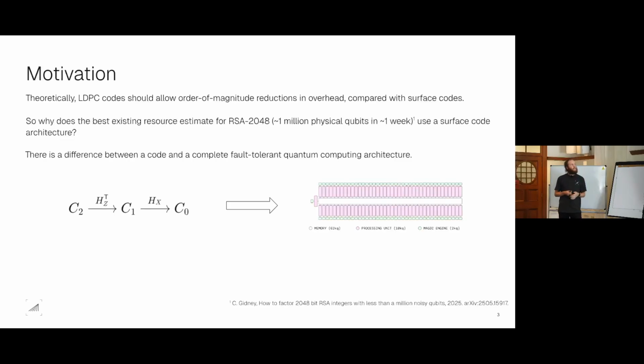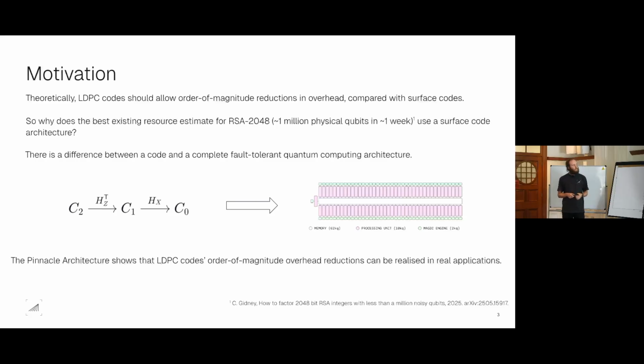And I think the short reason is there's a big difference between what's involved in a quantum error correcting code, the kind of thing we've talked about here that you might study abstractly using chain complexes and things like that, and a full fault-tolerant architecture that you could actually plausibly intend to be implemented in hardware. And what we really want to do, with the Pinnacle Architecture, is show that we can take the gains that you get in overhead with LDPC codes and actually retain them even when we apply them in a real application.